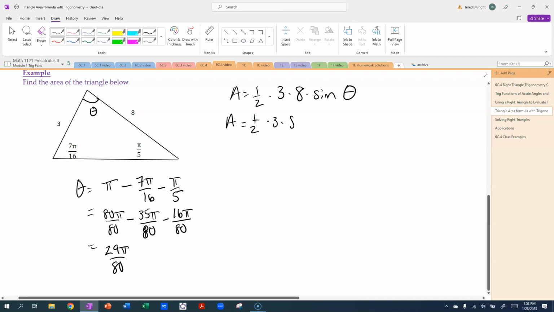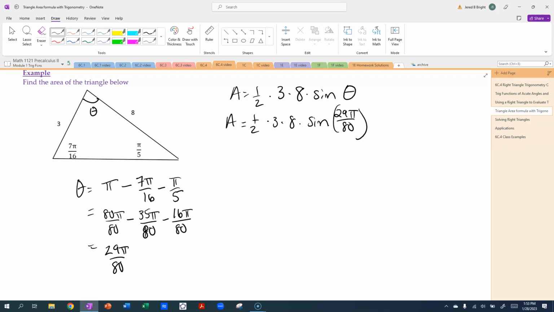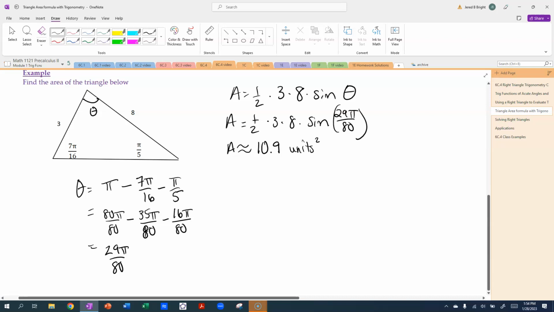So 1/2 times 3 times 8 times sine of 29 pi over 80. And then I can enter all this in my calculator. So 3 times 8 is 24, times 1/2 is 12. Then if I do this in my calculator, I get approximately, if I round to one decimal place, 10.9 square units. I'll just write units squared. The big thing is if you're rounding, you should always include the approximate symbol, the wavy equal sign.